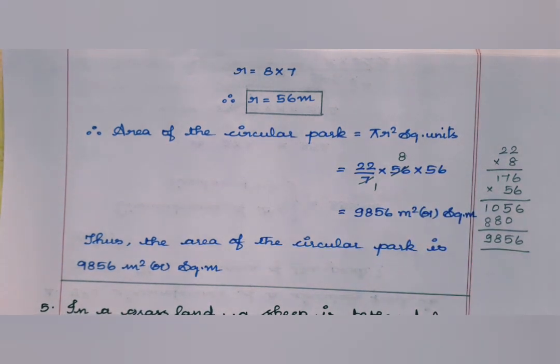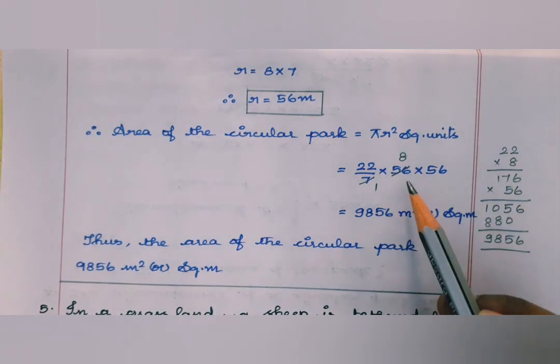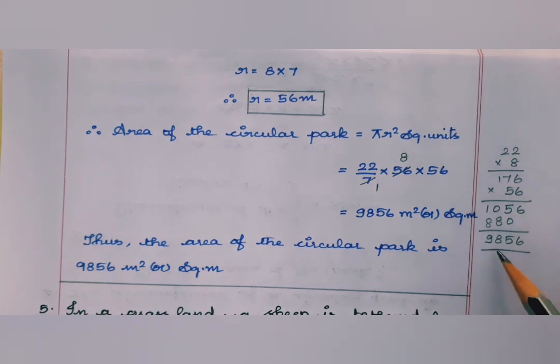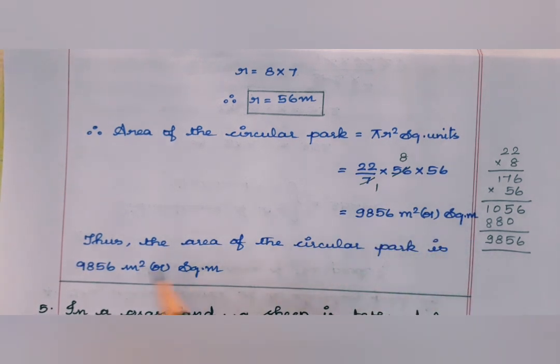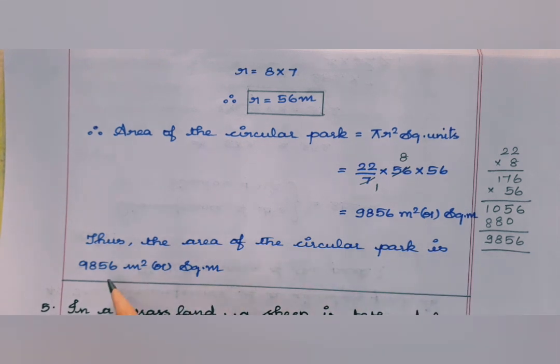1 7 is 7, 8 7s are 56. So now we have to calculate 22 into 8 into 56. 22 into 8 is 176, and after multiplying it with 56, we are getting 9856. Therefore, the answer is 9856 meter square or square meter. Thus, the area of the circular park is 9856 meter square or square meter.